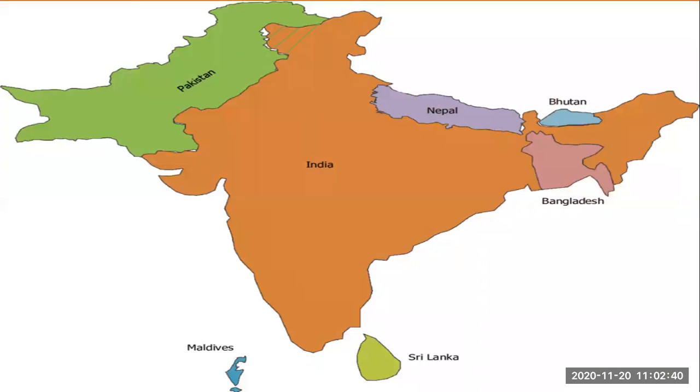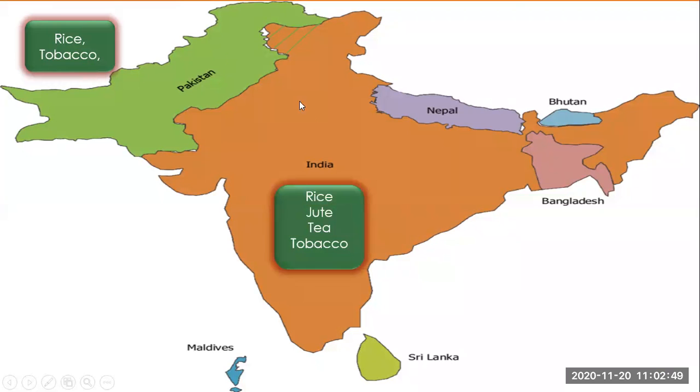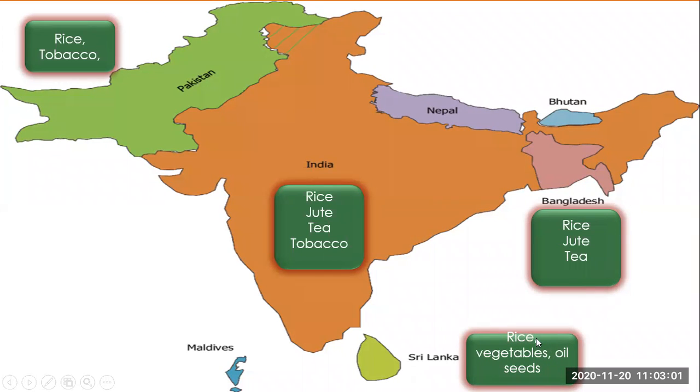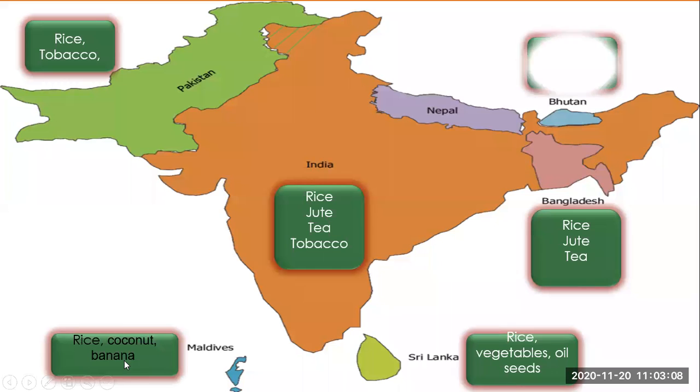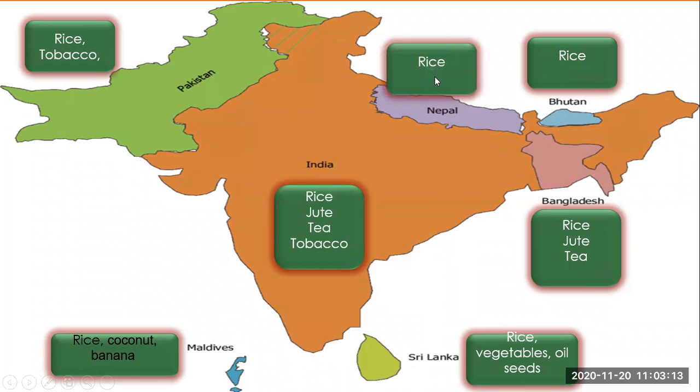Now here is a map of South Asia in front of you. You can see that in Pakistan, rice and tobacco are grown. In India, rice, jute, tea, and tobacco are grown. In Bangladesh, rice, jute, and tea. In Sri Lanka, rice, vegetables, oil seeds. In Maldives, rice, coconut, banana, and different fruits and vegetables. In Bhutan, rice. And Nepal, rice.